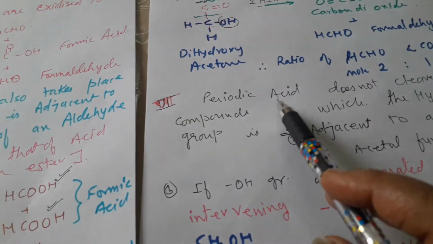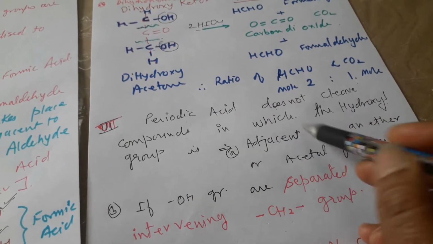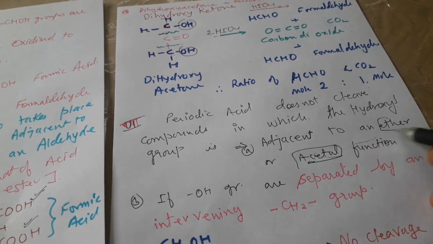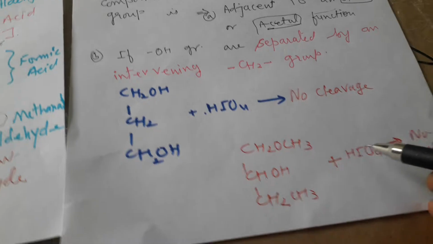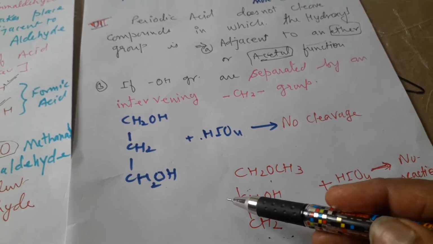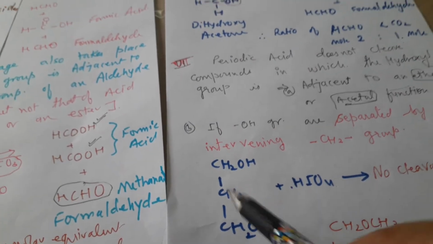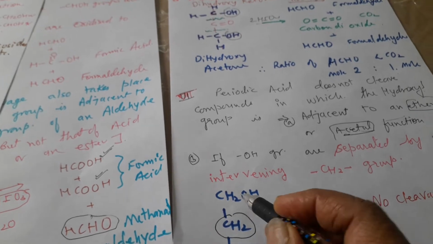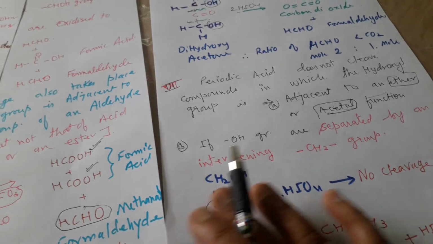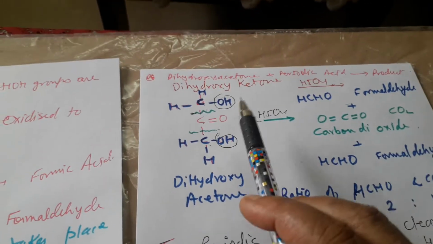Now periodic acid, that is HIO4, does not cleave compounds in which a hydroxyl group is adjacent to an ether or acetal function. For example, here I have shown you: CH2OCH3, CHOH and CH2OCH3. So there will be no cleavage. No reaction will occur. Here in this case, see, if there is one CH2 group in between the CHOH groups, it is not contiguous. So what does it mean? There will be no reaction with HIO4. Is that clear? I will again explain this.